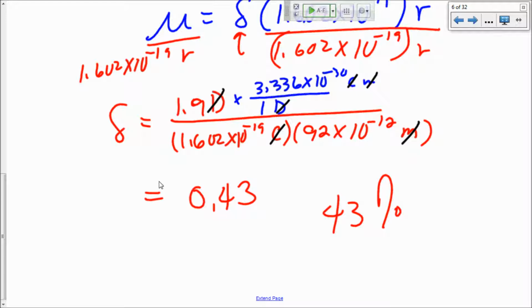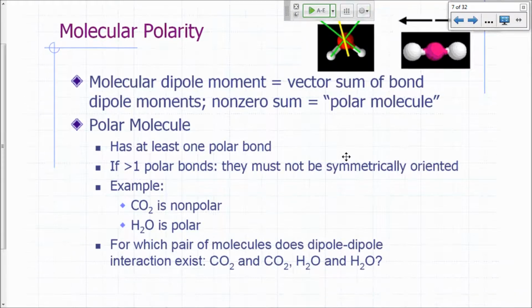So you may end up with a molecule that's not polar, even though it has polar bonds. When we say a molecule is polar, it must have a non-zero dipole moment. The dipole moment for a molecule is just the sum of all the dipole moments for the bonds. So you get a polar molecule if your bond dipole moments add up to a non-zero value. They don't cancel each other out.